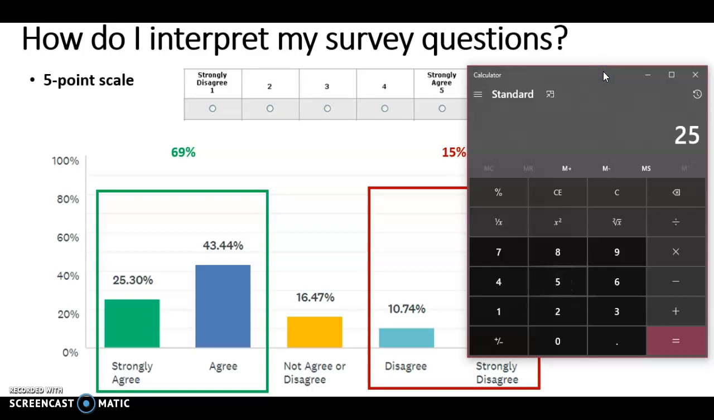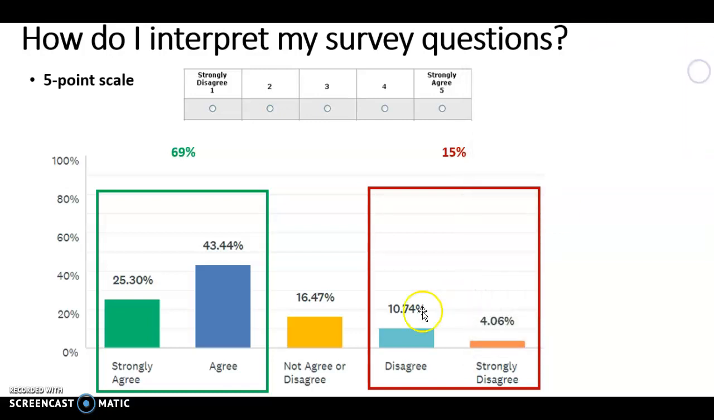If you look on your screen, 25.3 plus 43.4 equals 68.7%. You round it off and you get 69%. Same way for the disagree. You group them together, disagree and strongly disagree. When you add them, you round it off, you get 15%. All these three values, 69%, 16%, and 15%, should add up to 100%.